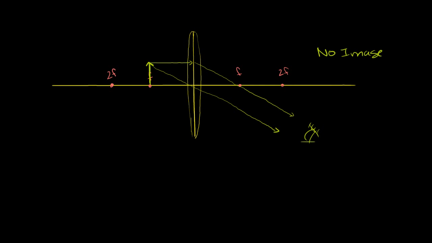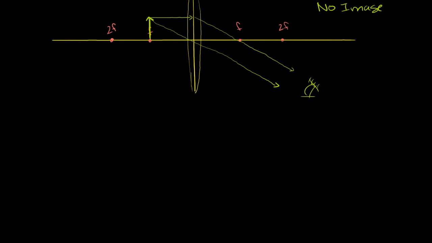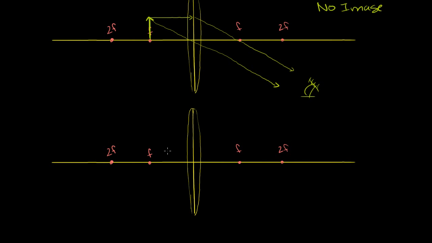Now the last case, let me draw this. I'm running out of space. Let me just paste it over here. So the last case, let's put the object less than 1 focal distance away. So let's put the object right over here and think about what happens. So once again, if a light ray from this tip were to go parallel, it will be refracted through the focal point on the other side.